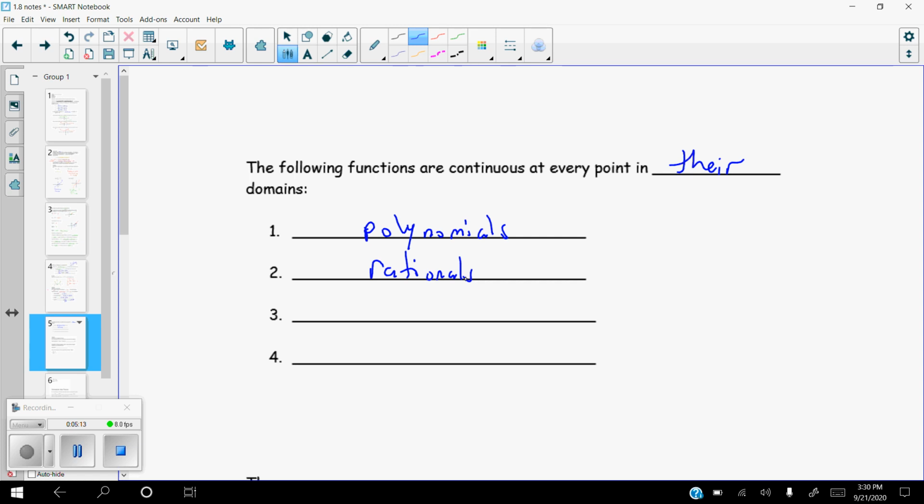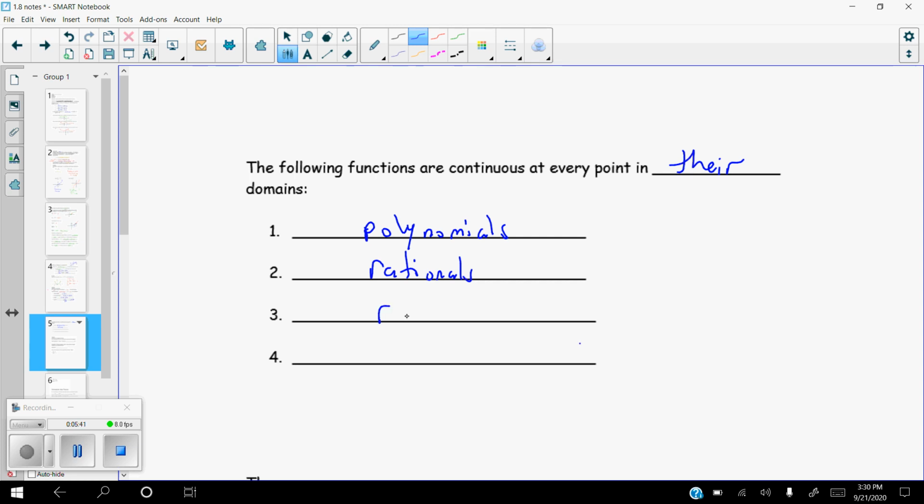Rational functions. Rationals are polynomials divided by polynomials. So in the domain, as long as the polynomial itself does not create 0, then the rational function will be continuous everywhere. So in its domain, a rational function is continuous everywhere. Remember that a rational function can have a 0 in the denominator, so if that's the case, it would not be continuous there, but then that would be out of the domain.